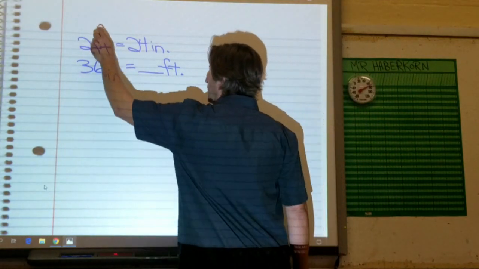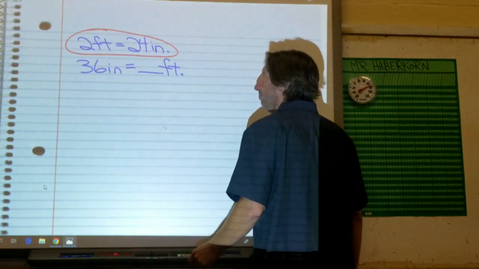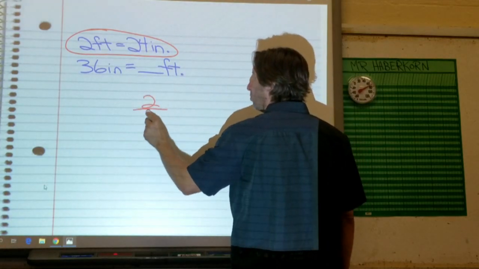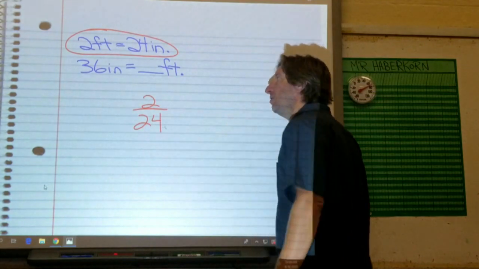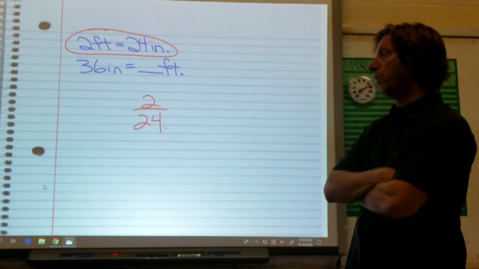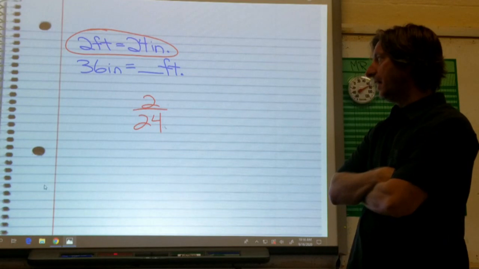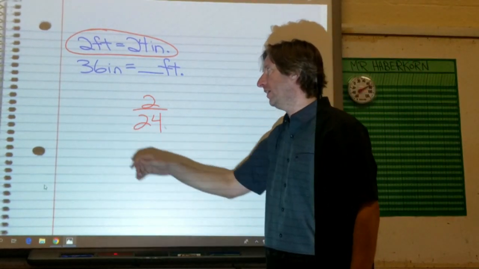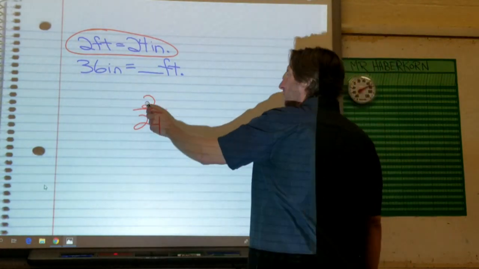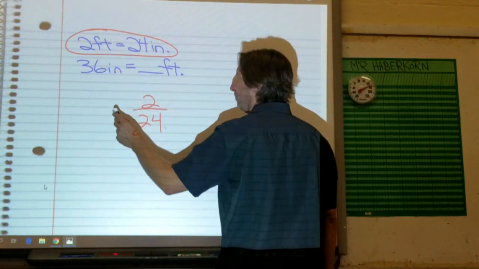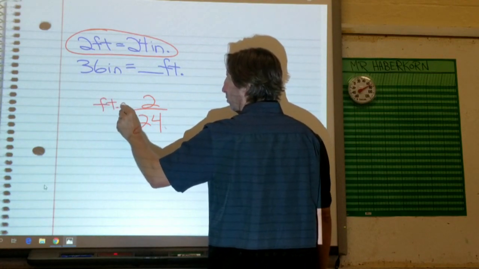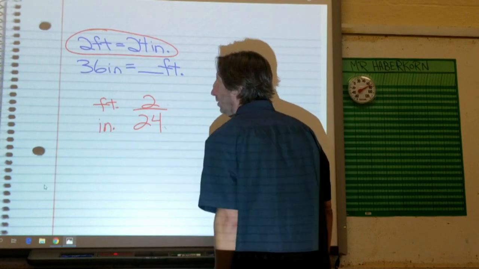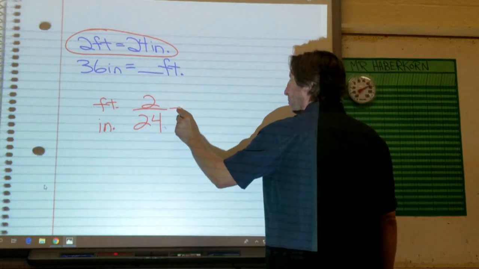So we're just going to turn this into a fraction. Take your first statement, turn it into a fraction. 2 over 24. And actually, it doesn't matter which number you put on top. You could put the 24 on top, or you could put the 2 on top. What is important is that next to your fraction over here to the left, we're going to label it. So what does the 2 stand for? It stands for feet. What does the 24 stand for? It stands for inches.